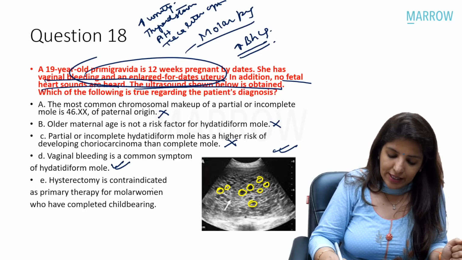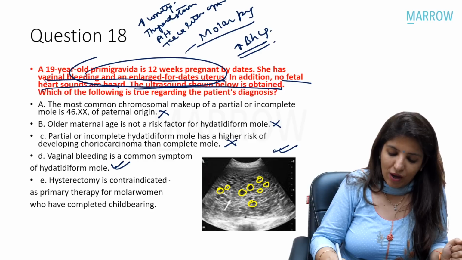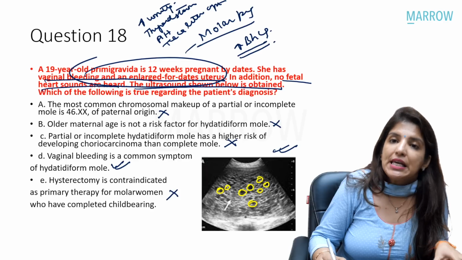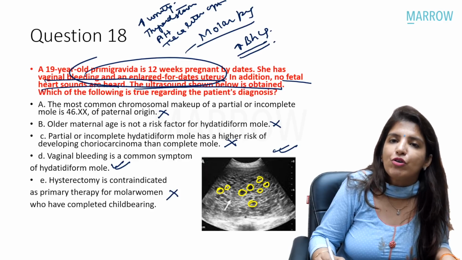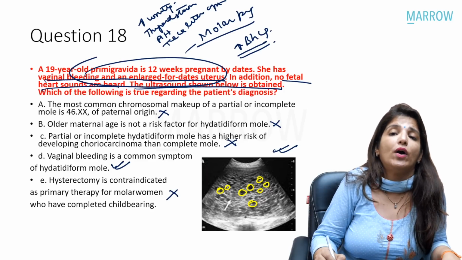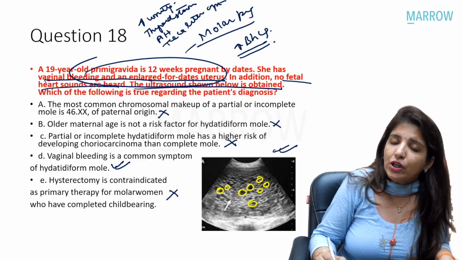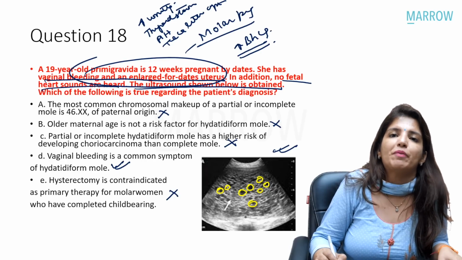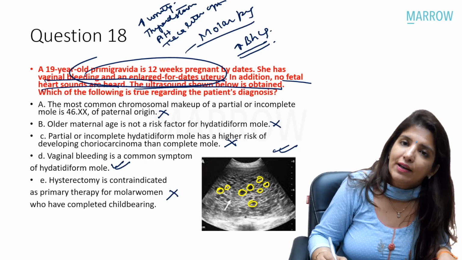Hysterectomy is contraindicated as primary therapy for molar women who have completed childbearing. No. So the treatment of molar pregnancy is suction evacuation. But if a female is more than 40 years and has completed her childbearing, then you can go ahead with hysterectomy. But whether you do a hysterectomy or suction evacuation, you have to follow up these patients by their beta HCG levels.